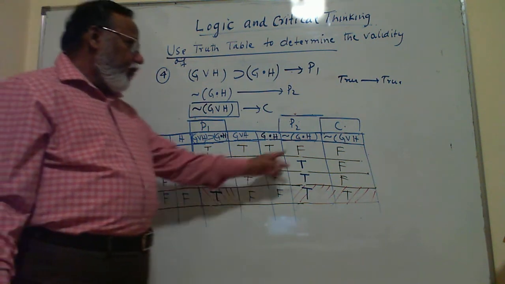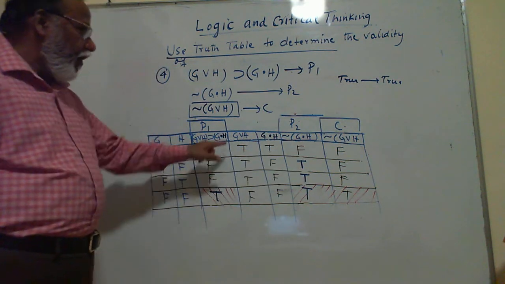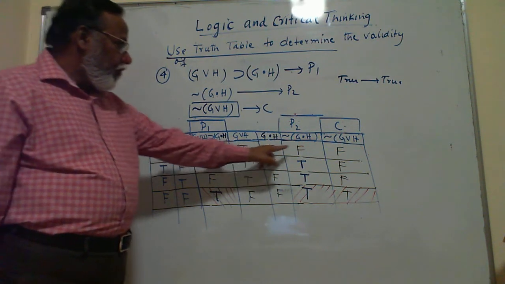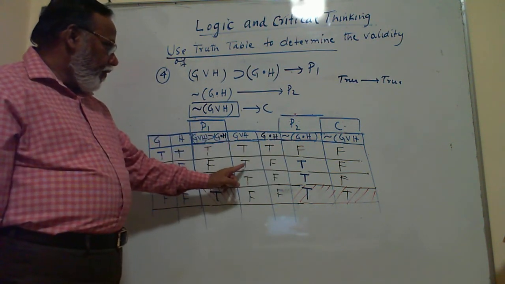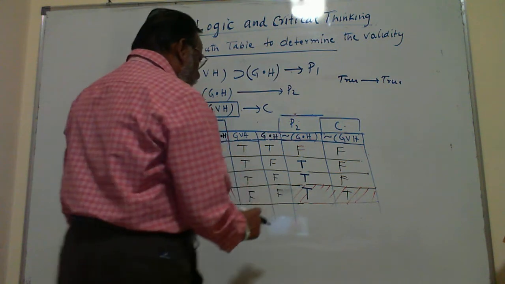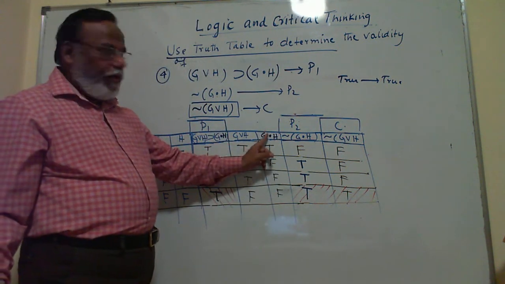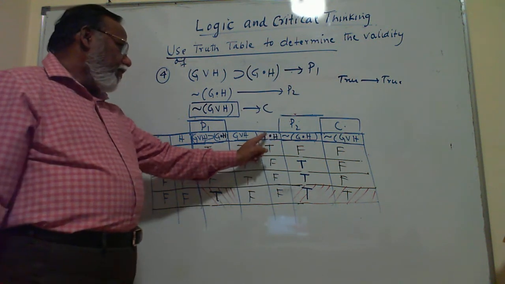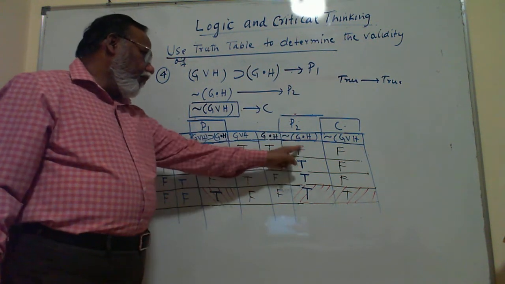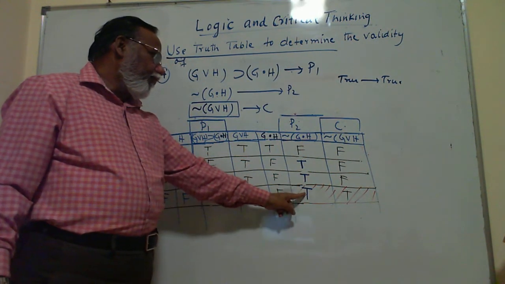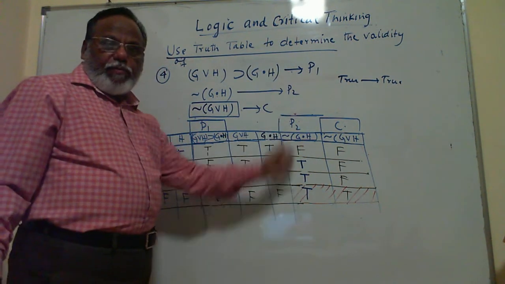Now premise number 2. Premise number 2 is just the negation of this one, the fourth column. So this is true, this is false, this is true, this is... it is the negation of this fifth column, G and H. So true becomes false, false becomes true, false becomes true, false becomes true. So this is my premise number 2.